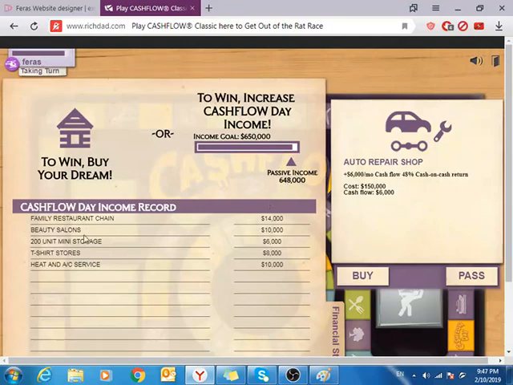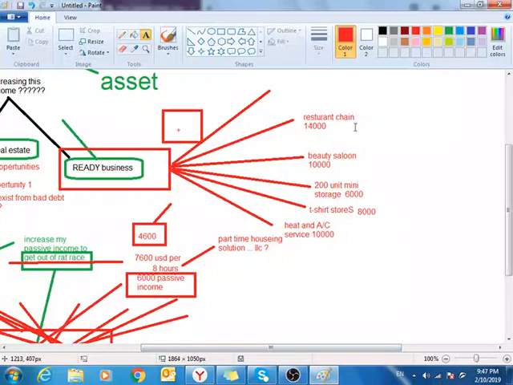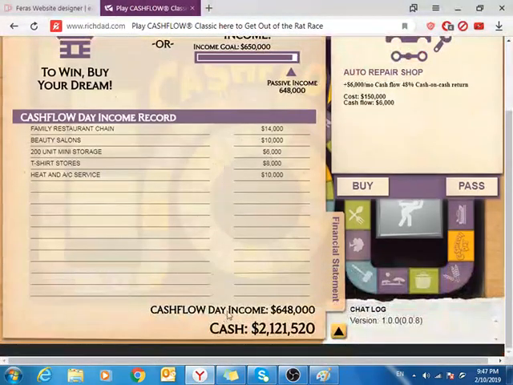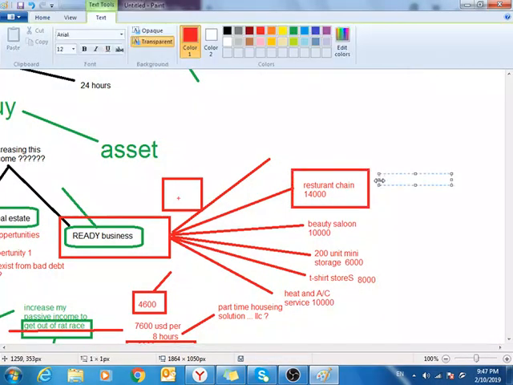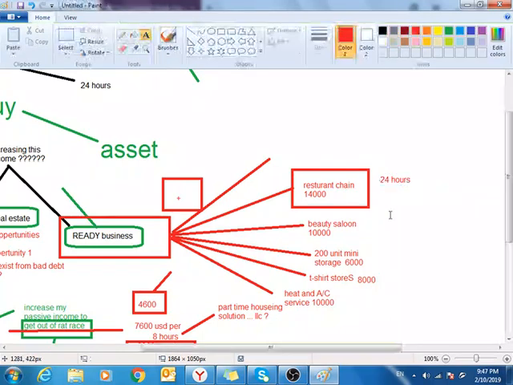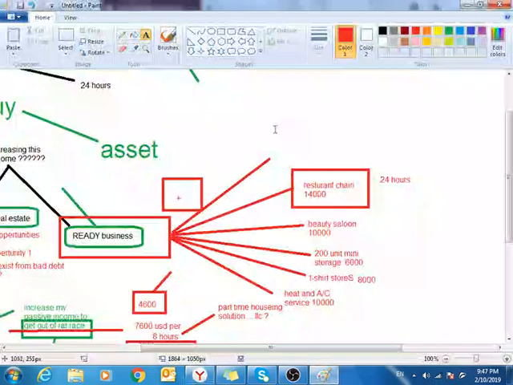Now we have these ready businesses: restaurant chain, beauty salon, 200-unit mini storage, t-shirt stores. These are cash flow, day income. This is the day, the 24 hours. Okay, and now this is the auto repair shop.